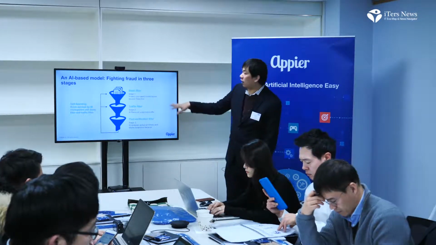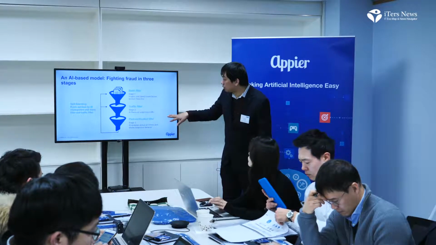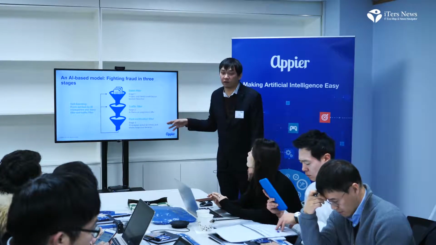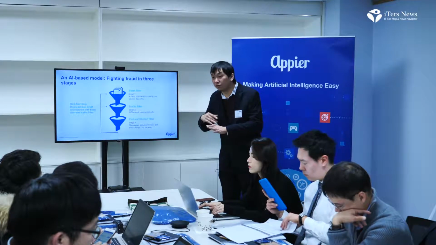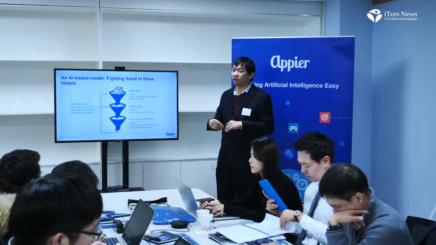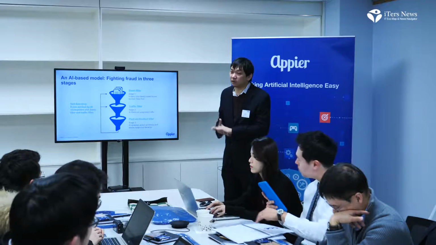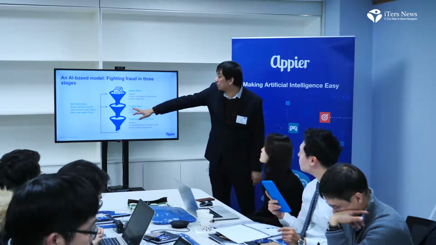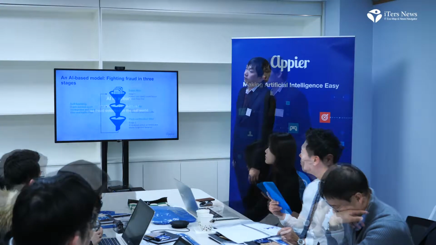So after this filter, we acquire traffic. We run a post-verification filter on the acquired traffic to revalidate whether it is fraud or not, and then based on the results, update the models we use in stage 2 and stage 1.